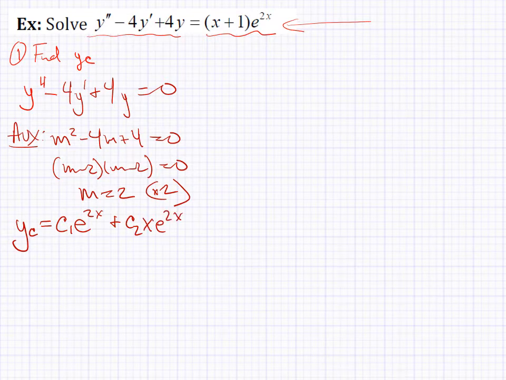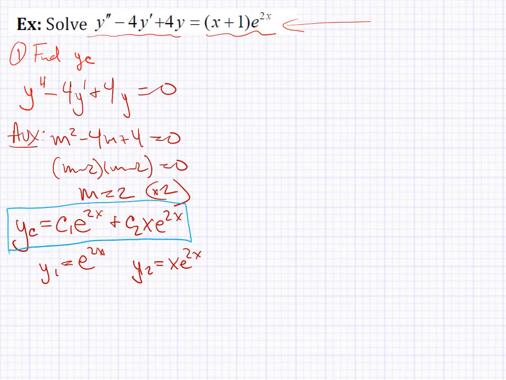Great. So we have our y1 and we have our y2 to be e to the 2x and x e to the 2x. All right. We're going to need that. We need y1 and y2. But this right here is pretty important because that's half of the solution we're trying to find for the non-homogeneous, right? Y sub c. So remember, y equals y sub c plus y sub p.